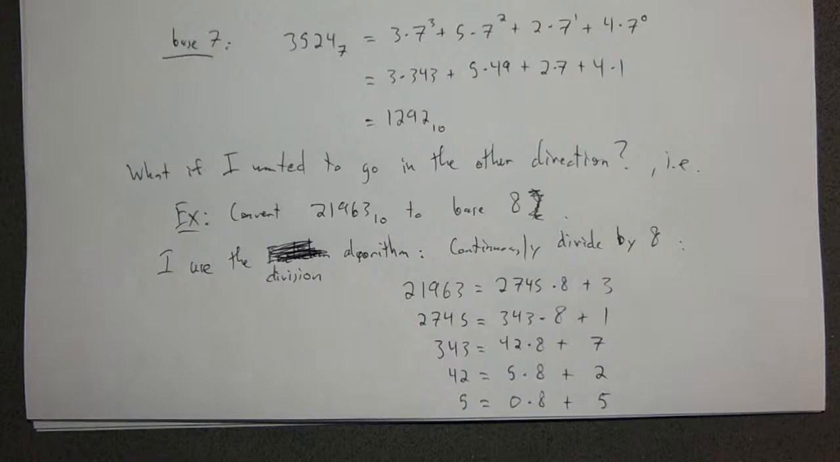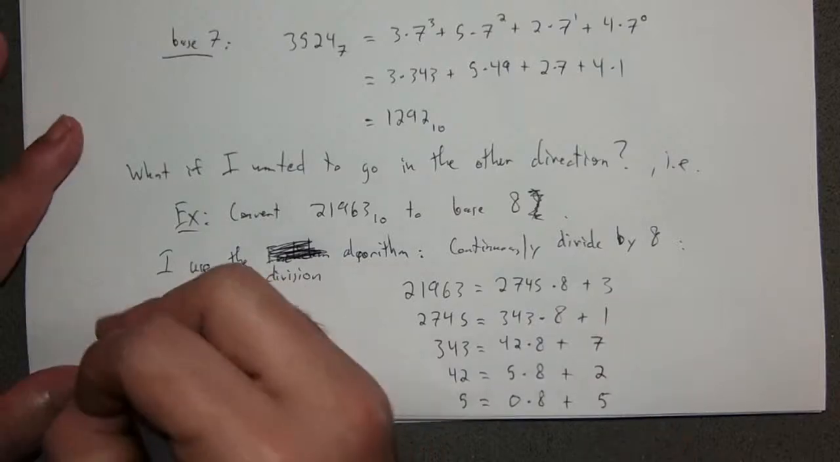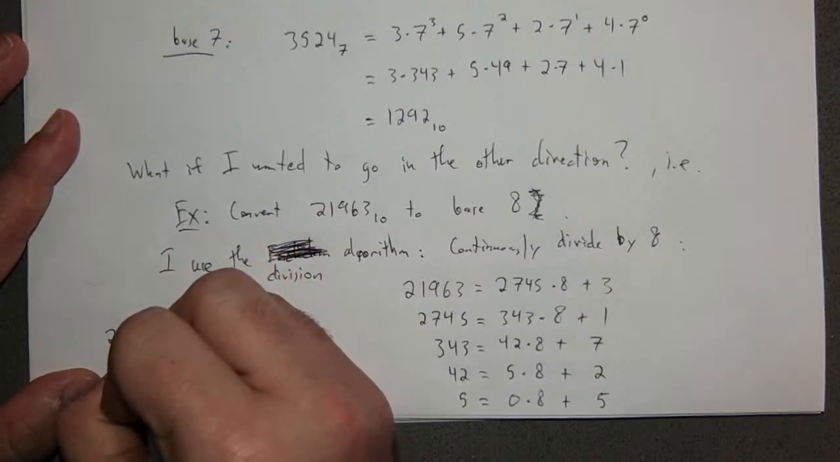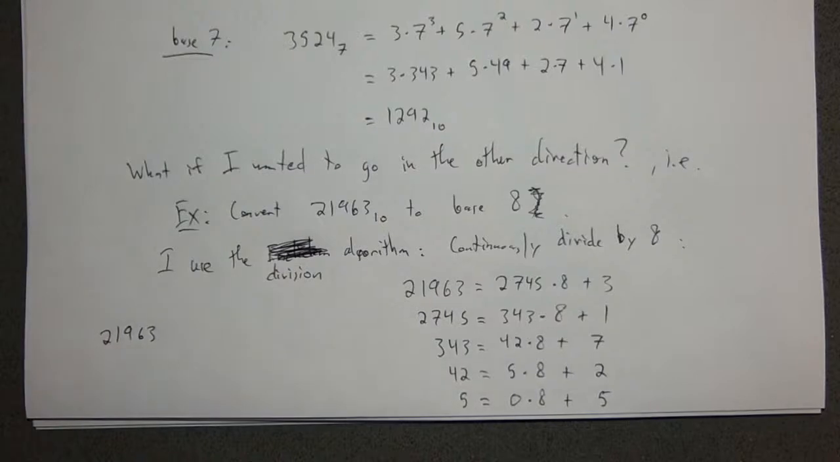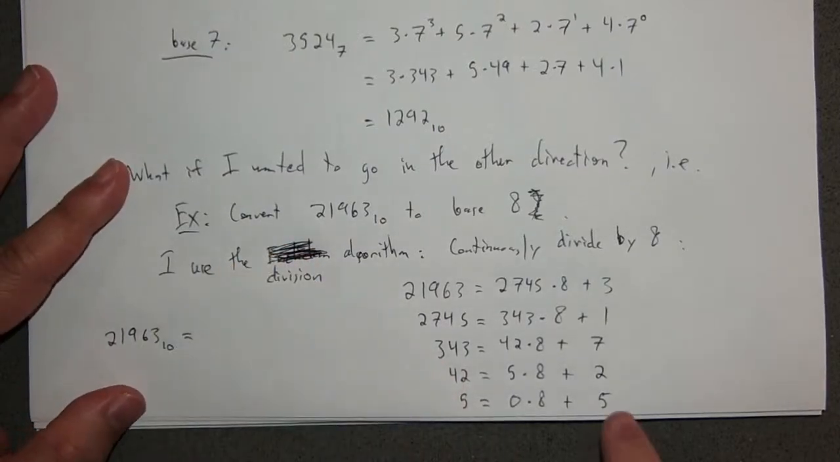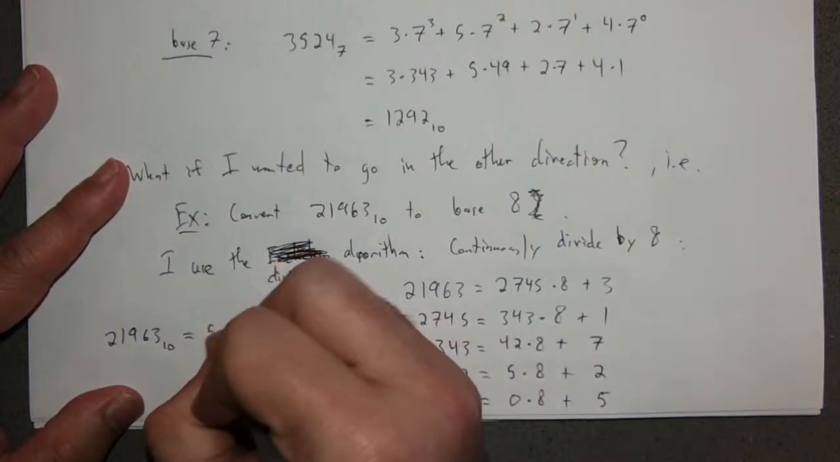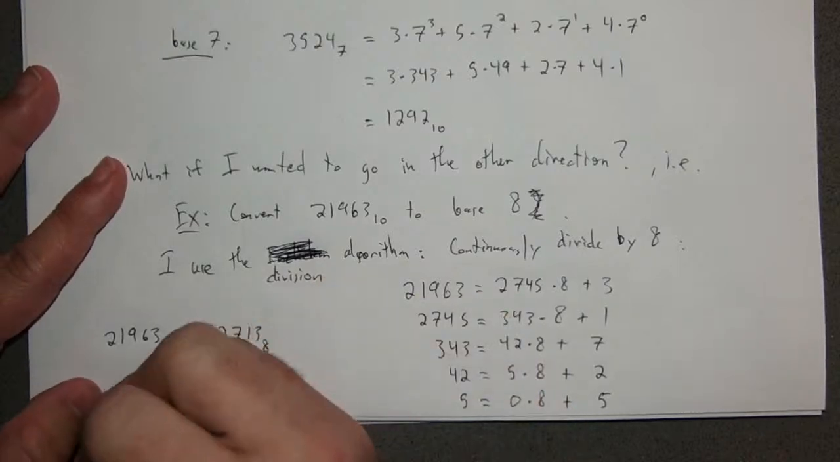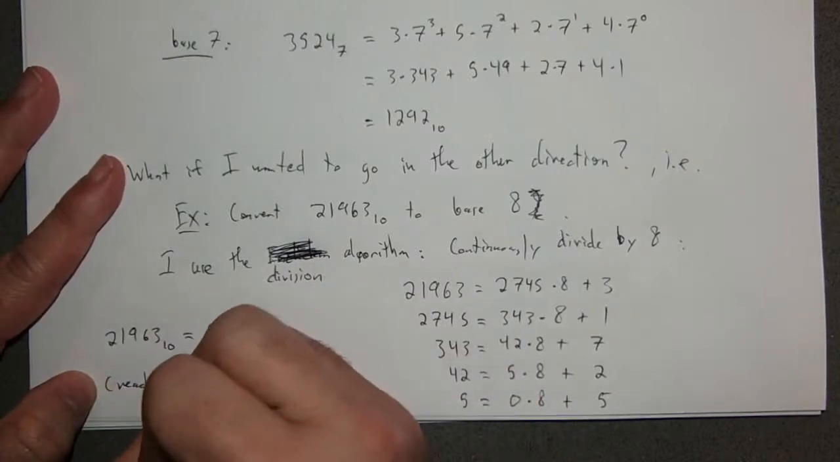Now, how do I get the base 8 number for this thing? I read the remainders backwards. So 21,963 in base 10, what is that in base 8? It is 52713 in base 8. I read the remainders backwards.